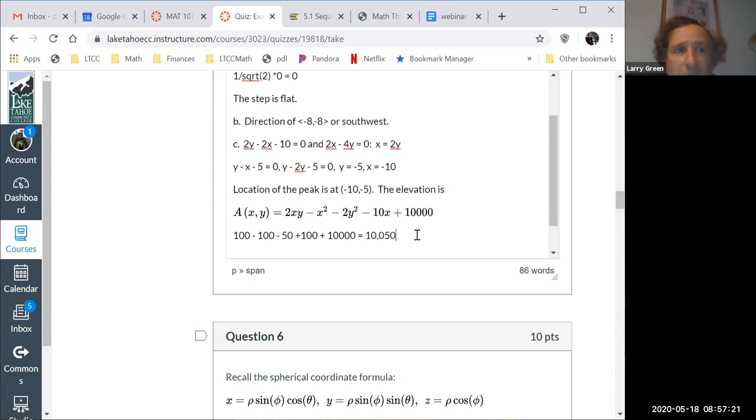Any questions on that? So it could be basically down to Lac. It's about the same elevation-ish.